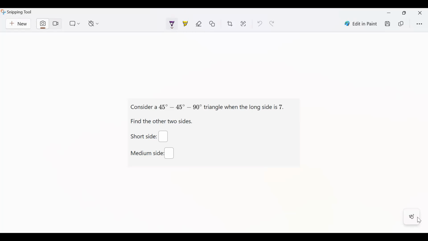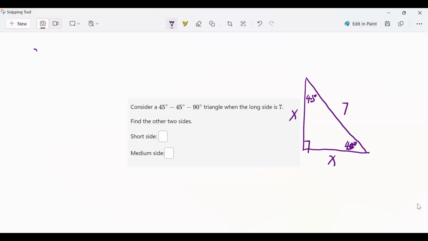And let's go over the solution. Draw the right triangle, and this is a 45-degree angle. We call this an isosceles right triangle. This side is x units, and that will be x units. The hypotenuse is 7 units. Based on this, we're going to set up the equation and solve for x.